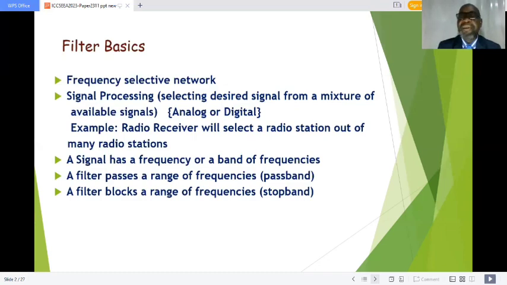A signal has a frequency or a band of frequencies. A filter passes a range of frequencies. This range of frequencies is known as the pass band. A filter blocks a range of frequencies, and this is referred to as the stop band.